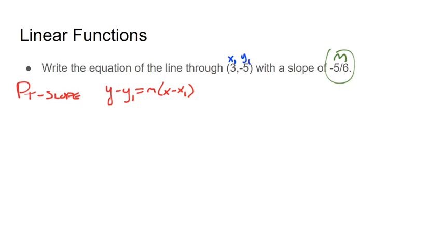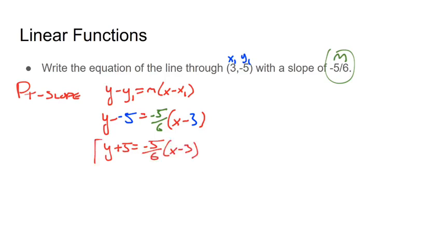So let's just fill in the blanks. We have y minus y1 equals your slope times x minus x1. And so really you're done, right? Or actually, let's go ahead and simplify. If we're subtracting a negative, that really means we're adding. So our equation is y plus 5 equals negative 5/6 times x minus 3. That would be our point slope form.